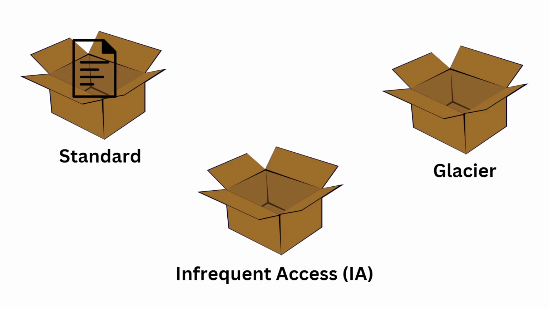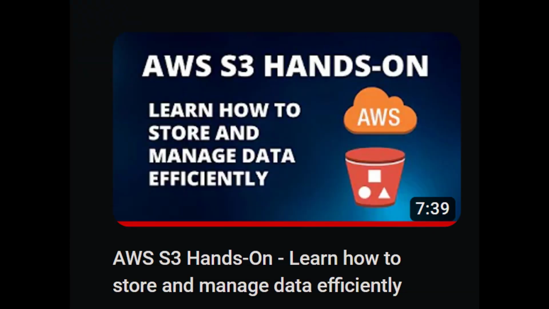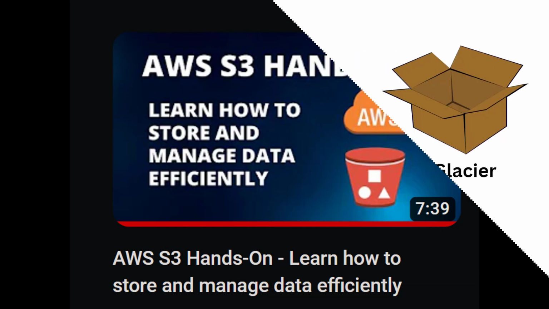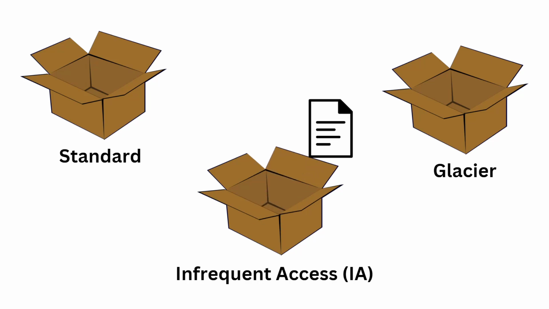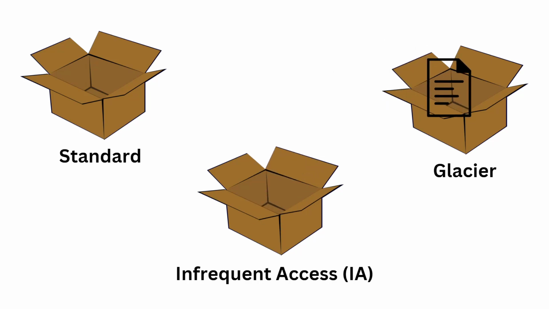So for the first 30 days, the best fit storage class is standard. By the way, this concept of storage classes has been discussed in the previous video, do watch it now if you haven't already. Then it can be moved to infrequent access, or IA storage class. And after that, it can be kept in Glacier.